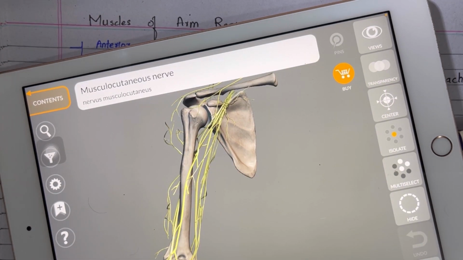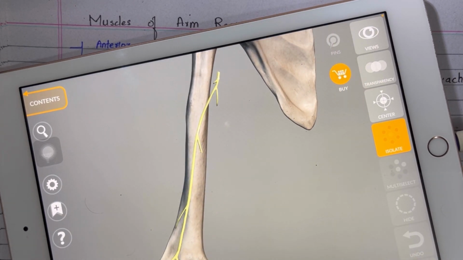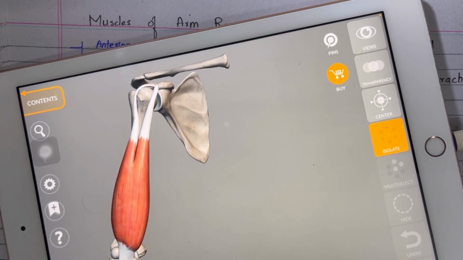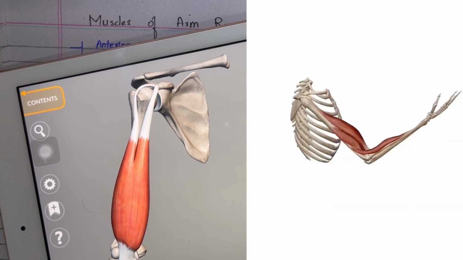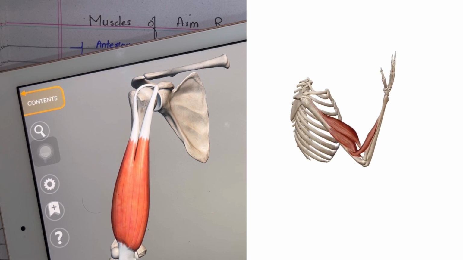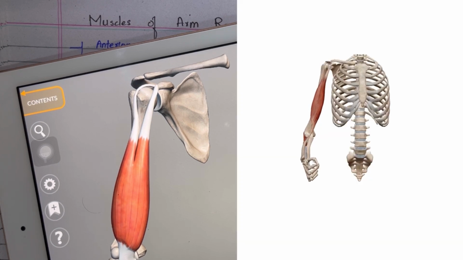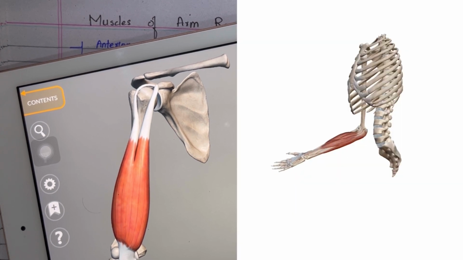Now students, moving toward the innervation of the biceps brachii muscle. The biceps brachii muscle and the other two muscles of the anterior compartment are innervated by the musculocutaneous nerve. This is the musculocutaneous nerve that innervates the biceps brachii muscle. Now students, moving toward the action of the biceps brachii muscle. The biceps brachii muscle is responsible for the flexion of the elbow and it is a strong supinator of the forearm, and it is also a weak flexor of the forearm.